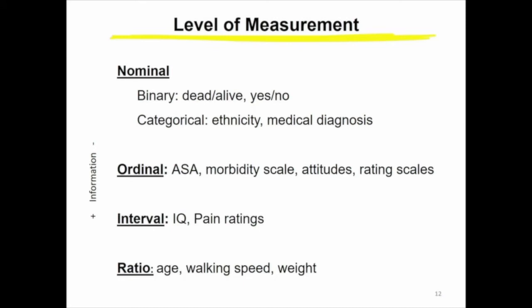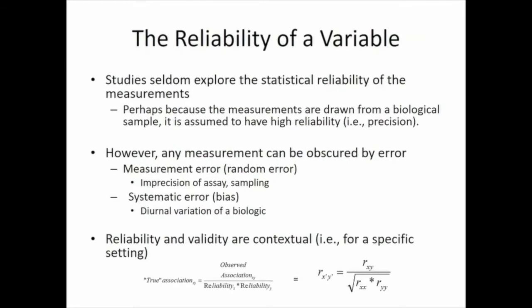So as a reviewer, knowing the level of measurement of the variables allows you to check the statistical plan to see if it's appropriate. And as an author, it's good to know that so you can run the right tests. Anyway, I think this is really important to keep in mind.